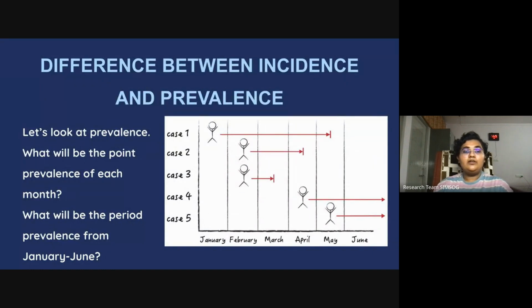And what would be the period prevalence from January to June if I want to look at the period prevalence of candidiasis? Again, what would the numerator be? 5, because all of them had that disease at some point or the other. So these are the very simple kind of questions you would get asked for incidence and prevalence.